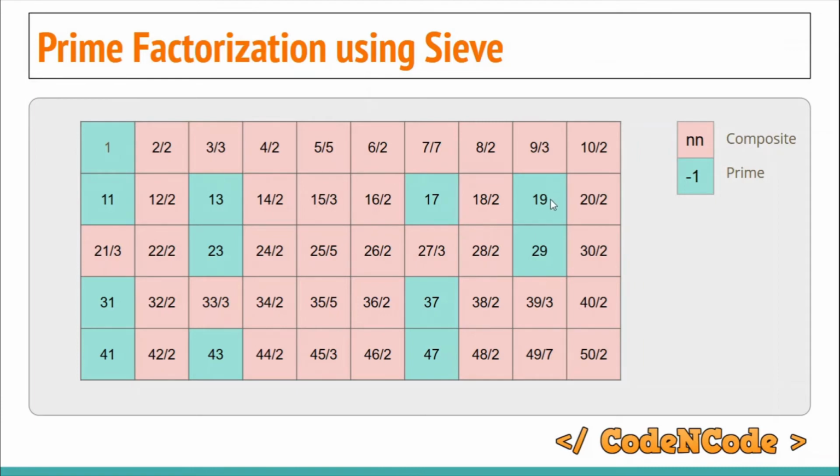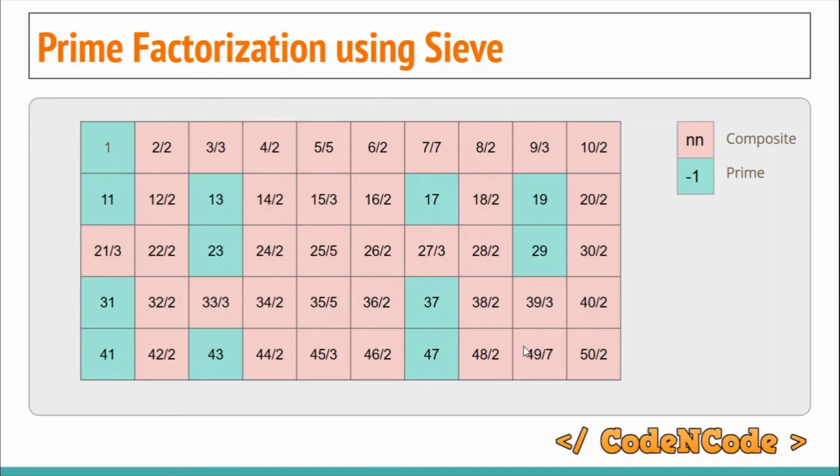So from 38 we reach 19, and at index 19 we have 19, so we would print 19 and replace n by n divided by 19. So n would become 1. As soon as you reach 1, you come out of the while loop. So the prime factorization of 38 would look like 2 times 19.